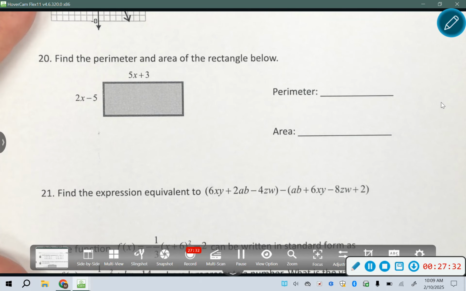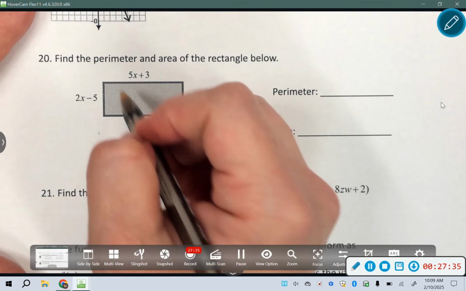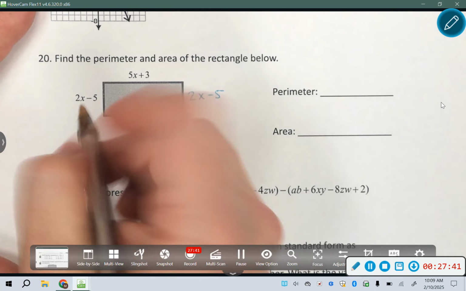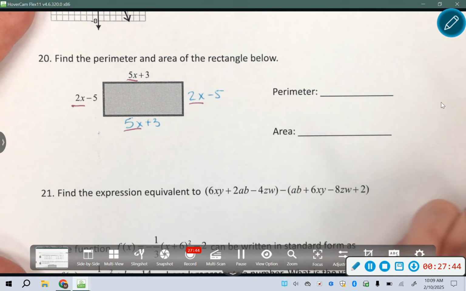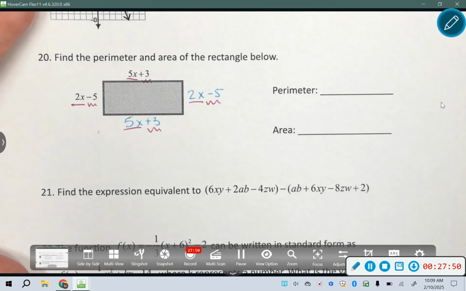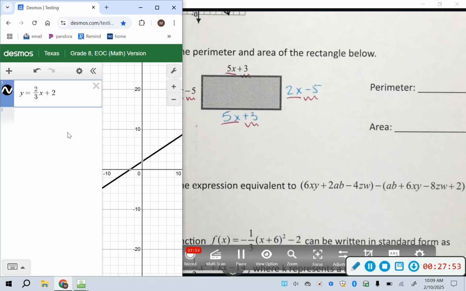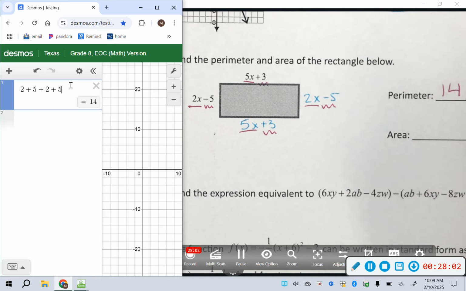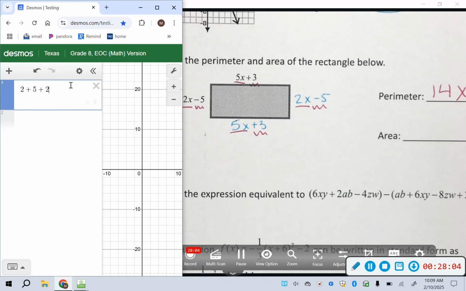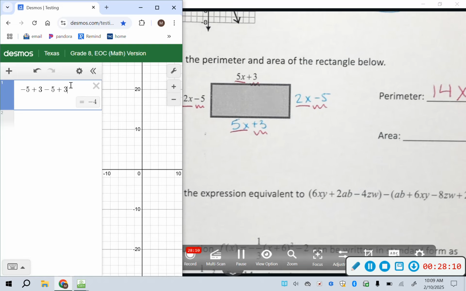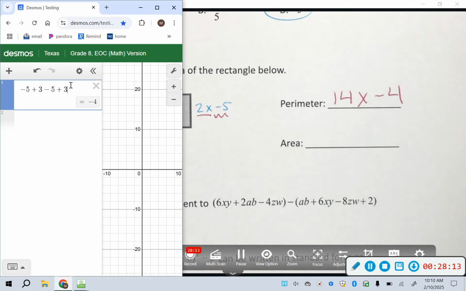Okay, here, find the perimeter of the rectangle below, perimeter and area. So for perimeter, I'm going to label all 4 sides, and I'm going to combine my like terms. So I have 2x, 5x, 2x, and 5x are like terms because they all have an x. Negative 5 plus 3, negative 5 plus 3. So now I'm going to use my calculator. For my x's, I have 2 plus 5 plus 2 plus 5, and that gives me 14x. And then I have negative 5 plus 3 minus 5 plus 3, which gives me negative 4. So there is my perimeter.